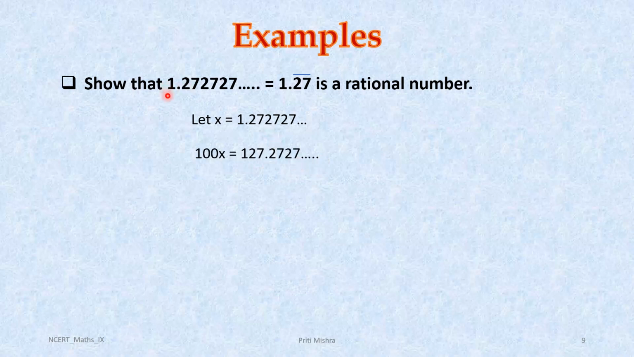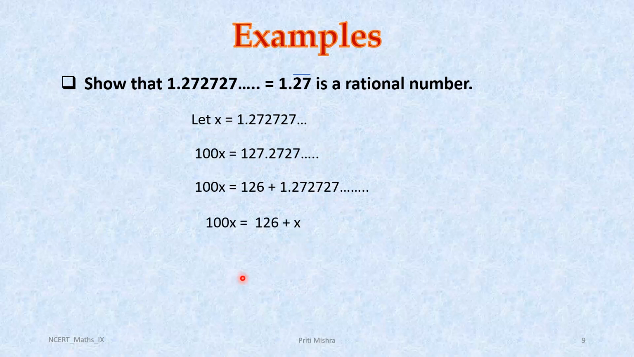Now in the next step, we have to divide this number into two numbers where one number should be the original number, which we have to write in terms of rational numbers. So we can write it like 126 plus 1.2727 and so on. Now you can see this is the number itself, which we had denoted by x. So we can replace this term by x. So it will be 100x is equal to 126 plus x.